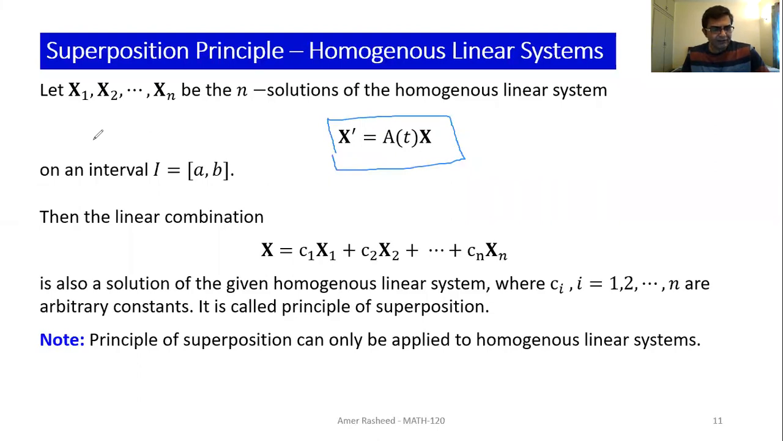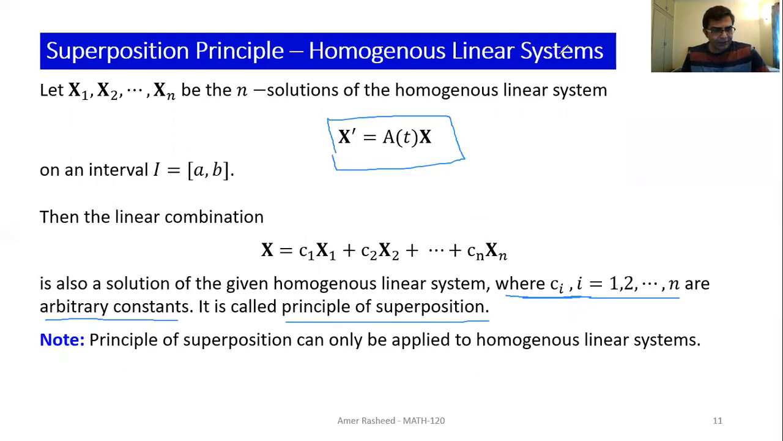There is a question in the chat window: are all coefficients of different value? I don't get your point. Kindly explain your question. Another question, Shumail Sajid: constants can be any real number? Yes, these constants, ci, where i goes from 1 to n, are arbitrary constants. So this is called the principle of superposition. And I repeat, this is only valid for homogeneous linear systems.